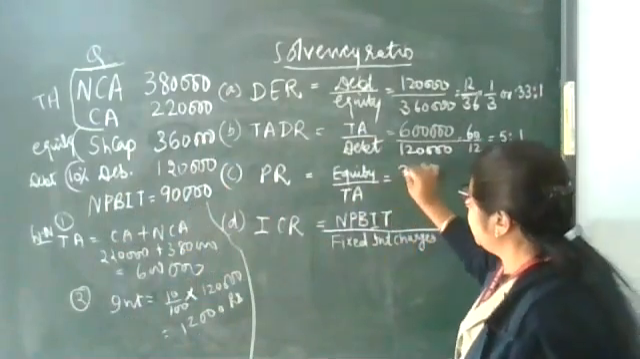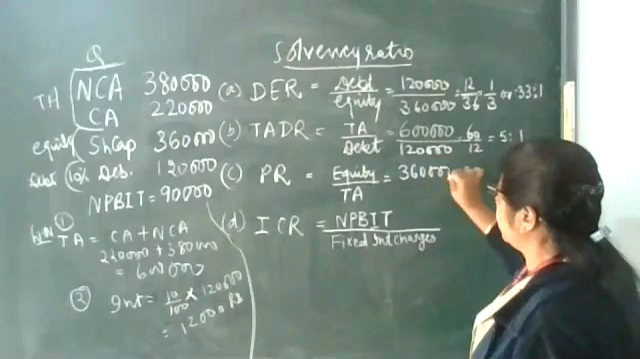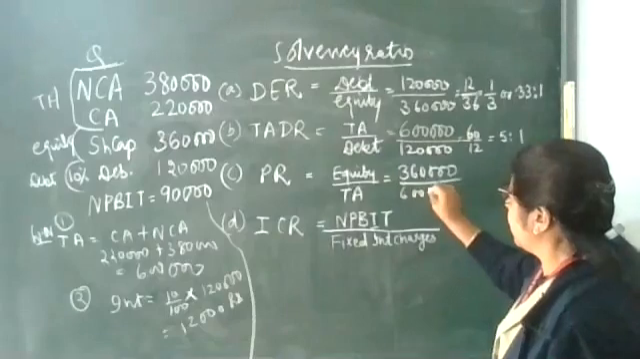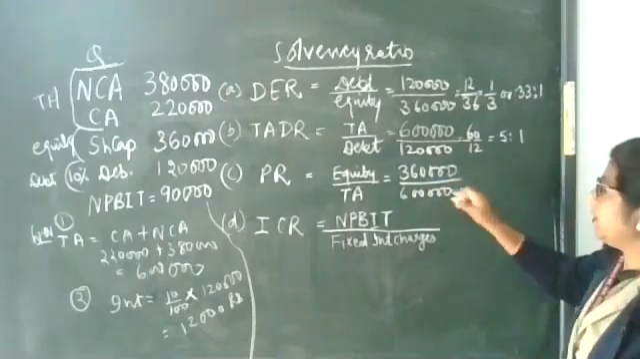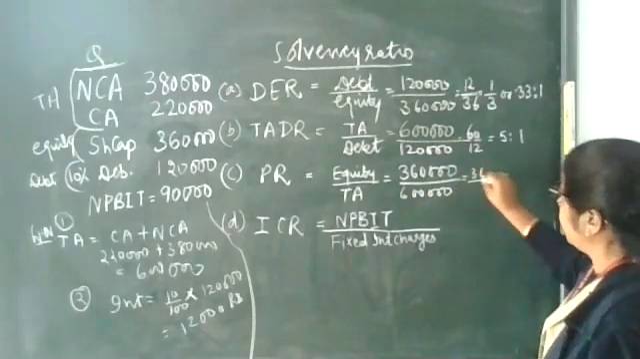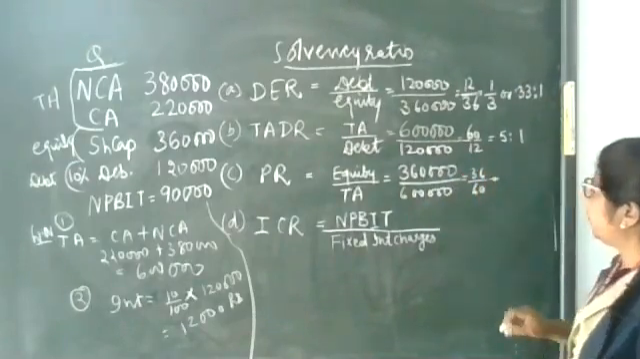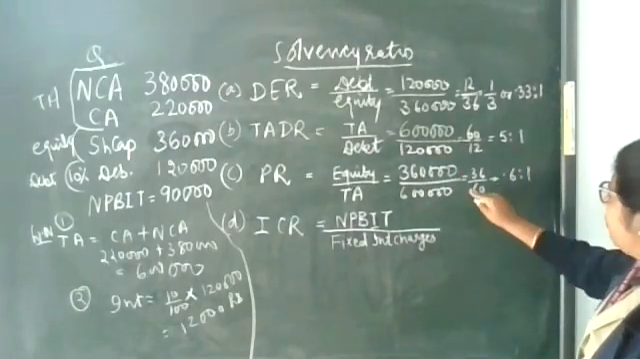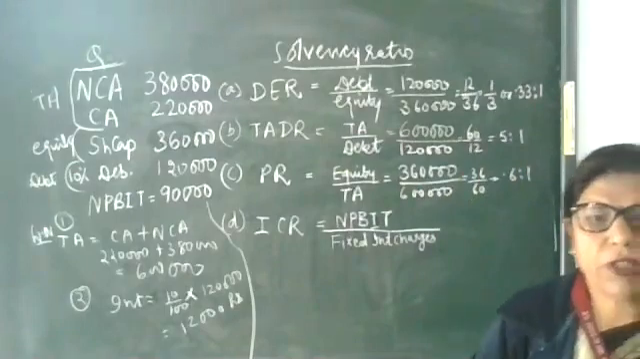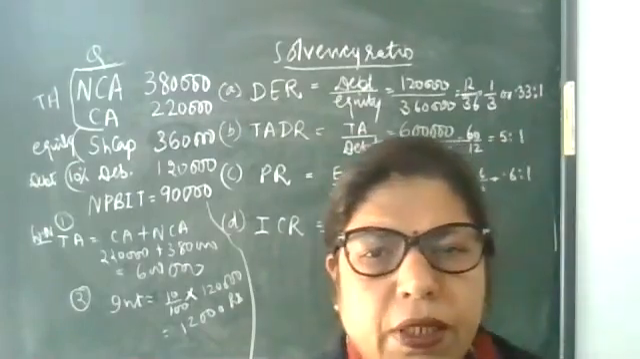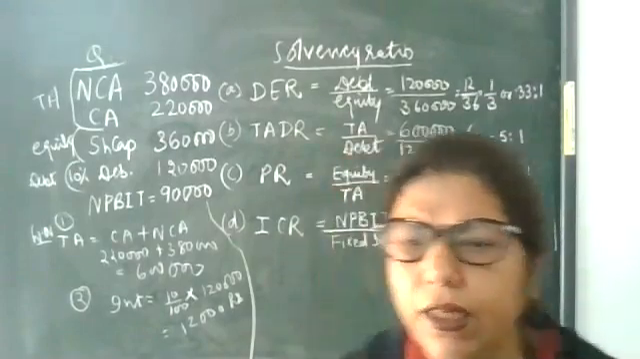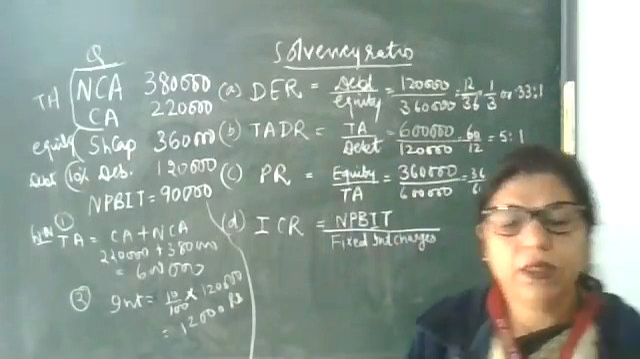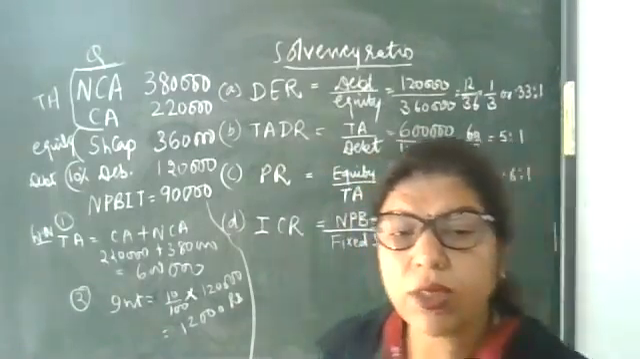So equity is 3,60,000 and total asset is 6 lakh. Now remove the zeros. 36 upon 60, and that will be 0.6:1. 0.6:1. Clear? Anyone has any doubt? Just put the formula.